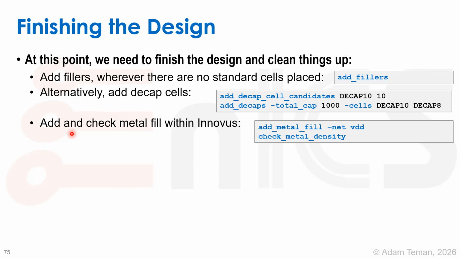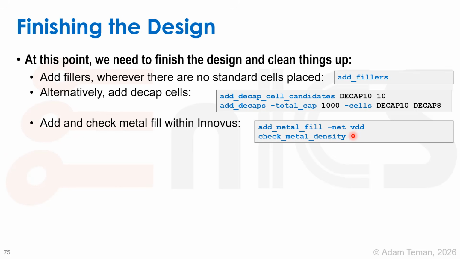Sometimes this does not work good enough for sign-off, and then you need to use an external tool such as Caliber or Pegasus or other ones that have a run set for DRC, fill, but for metal fill. But you can also try with Innovus. So it's something like this: add metal fill minus net VDD.